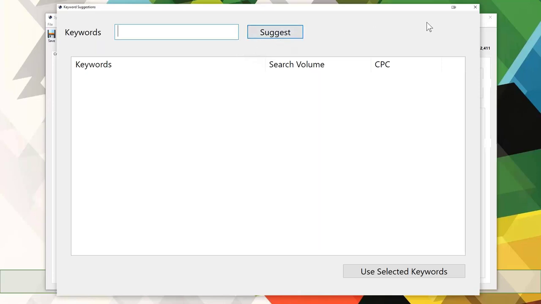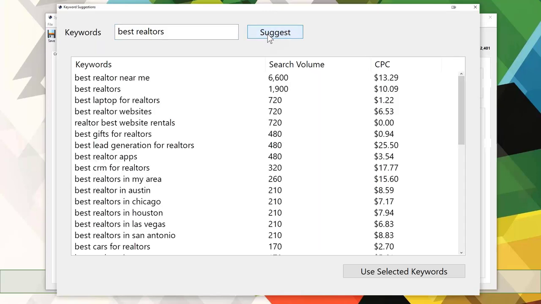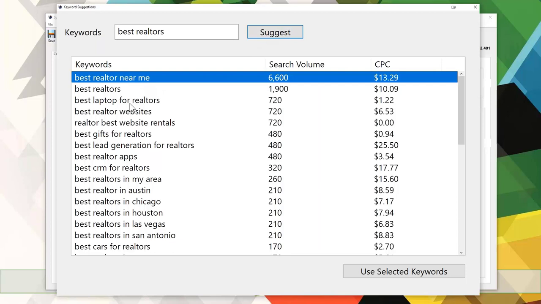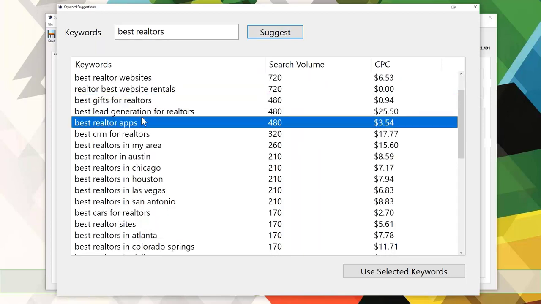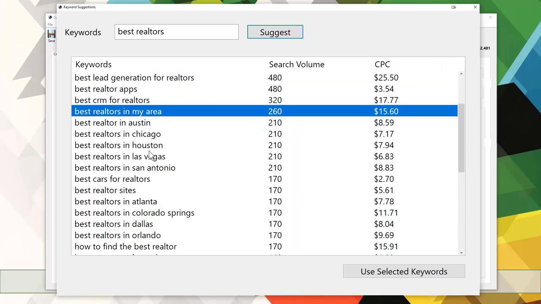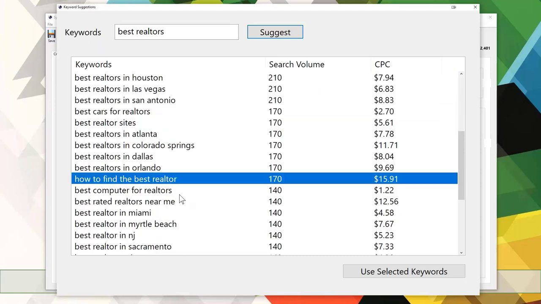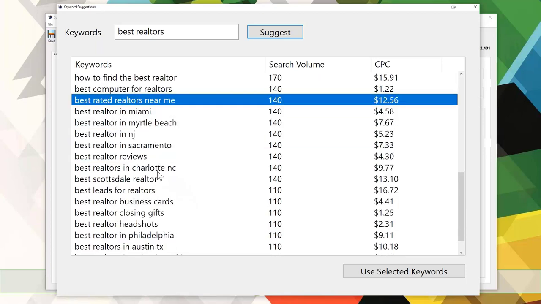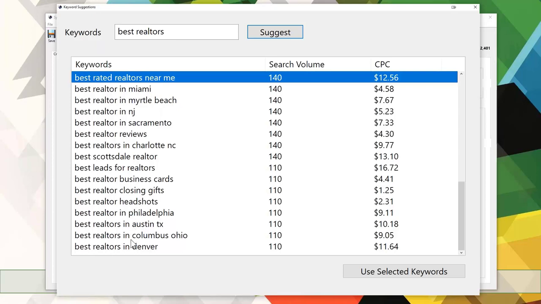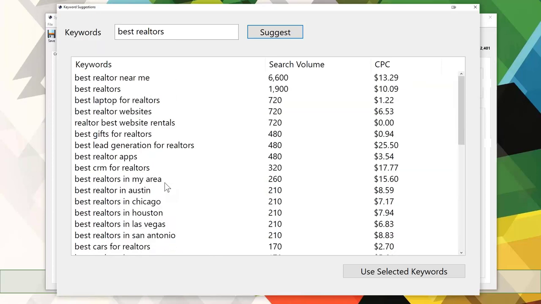Best realtors to buy from, Ted's asking. Let's have a look. I'll put the shorter keyword, best realtors, because the suggestion will give me any other real search terms related to that topic, and there might well be best realtors to buy from. Best near me, best lead generation, best realtors in my area. That would probably be more useful to people, I think, rather than to buy from. How to find the best realtor, great keyword, right? Best rated realtors. And then we've got a lot of the local ones as well.